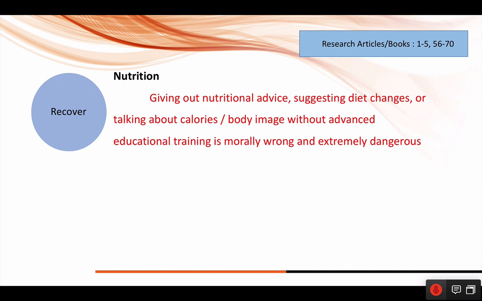Okay, nutrition. Just going to flat out say this, right? Giving out nutritional advice, diet changes, calories, body image without being honestly a registered dietitian or a doctor who specializes in female or male youth athlete nutrition is just not okay, right? And just plain and simple, it's morally wrong and it's extremely dangerous. And I consider myself much more educated on this topic than the average person because I did 2 years of sports residency work with athletes and nutrition stuff, and I still don't even give out this information because I don't think I'm qualified. I think it's such a slippery slope that if you don't really know the ins and outs of mental health and emotional health and how to deal with this with young male and female athletes, you can really get into dangerous territory.